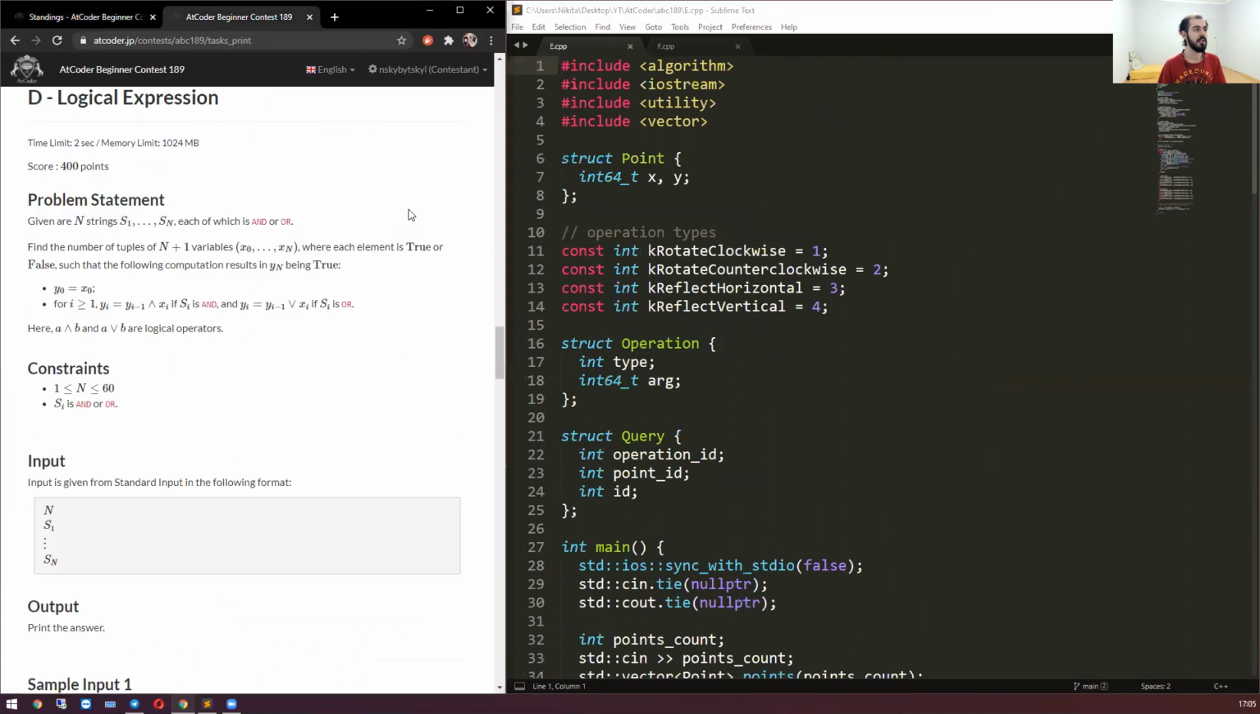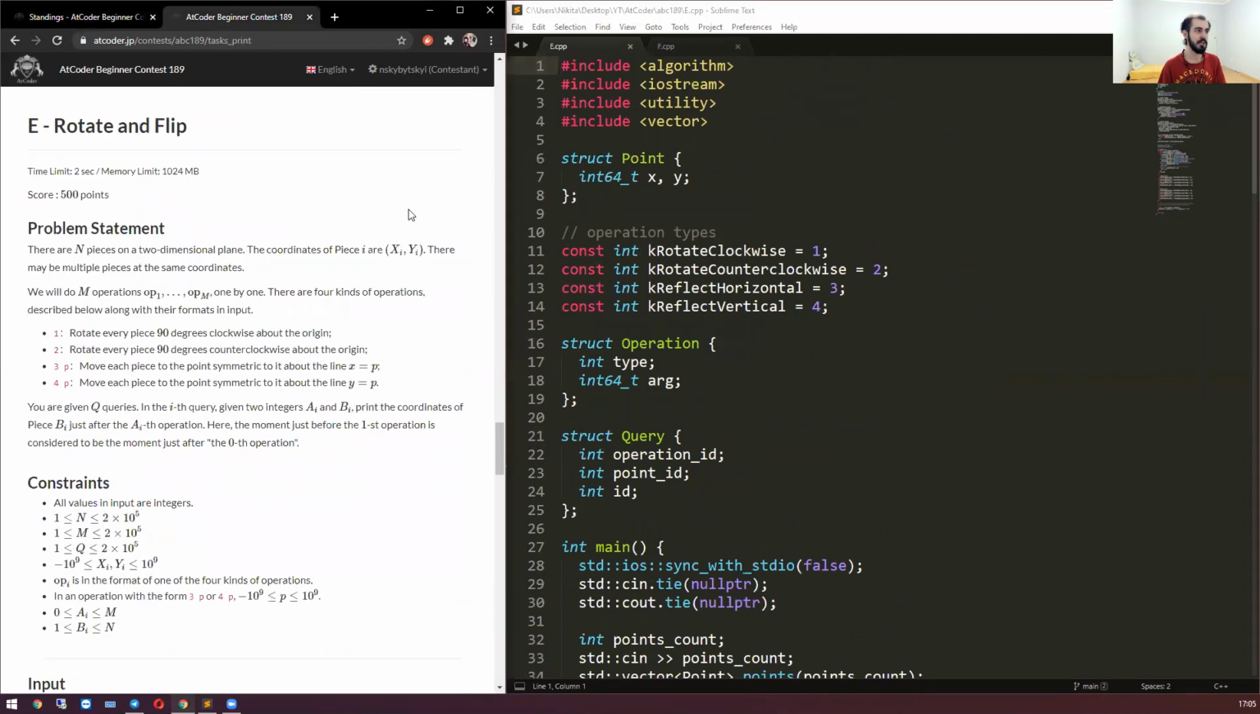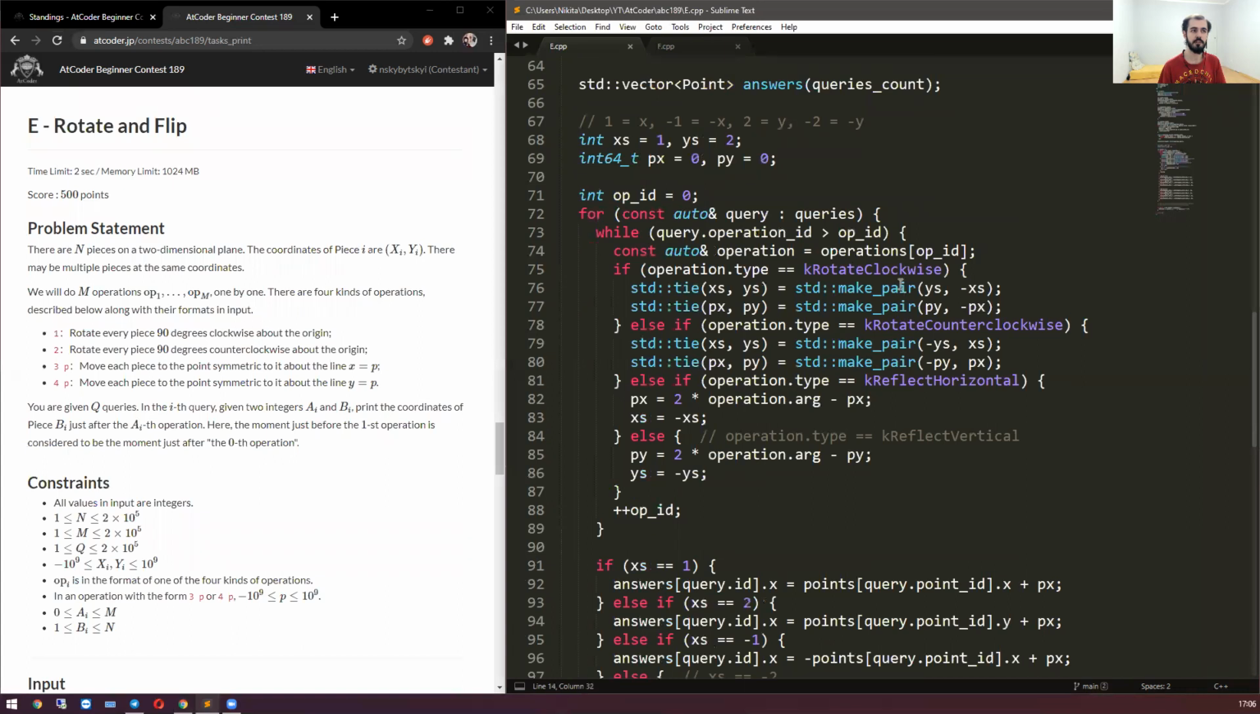Anyways, the next problem was kind of hard. We had a bunch of points on a two-dimensional plane. We wanted to rotate them clockwise, counterclockwise, reflect horizontally and reflect vertically. Here you again can make use of constants and then use them in your code, so it becomes semantically clear and you never make an error. If you mistype something, it just doesn't compile.